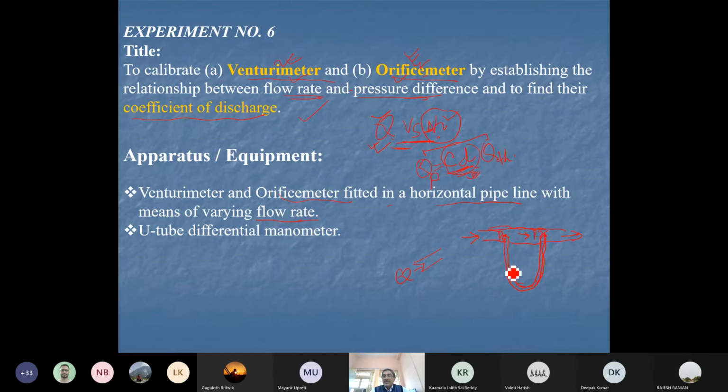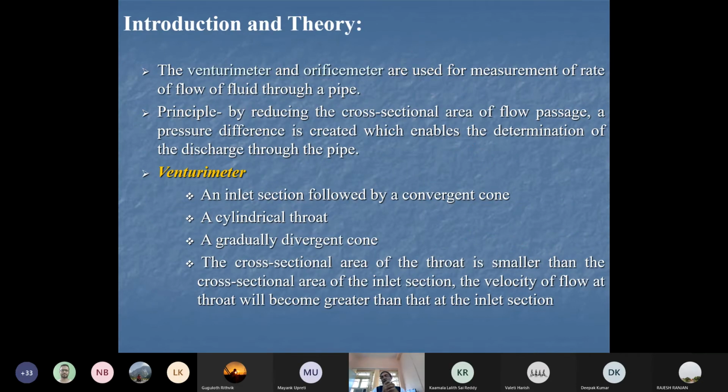Because of its high pressure, the mercury level will be somewhere here, and because of relatively low pressure there will be a difference in mercury level here, that is basically delta H we are measuring. So this is a U-tube differential manometer, which is used in such kind of fitting to measure the head difference. Now, the theory you have already gone through, because I have sent you a write-up related to this experiment, and I hope you have gone through that to understand it clearly.